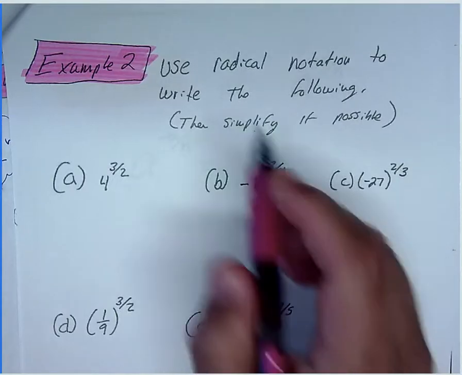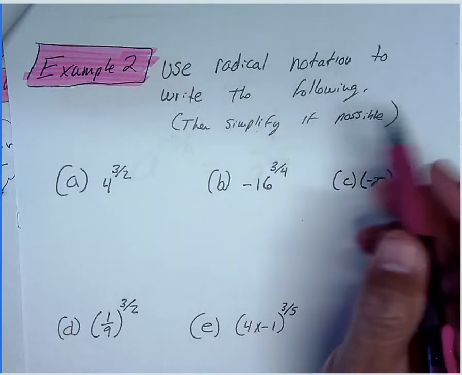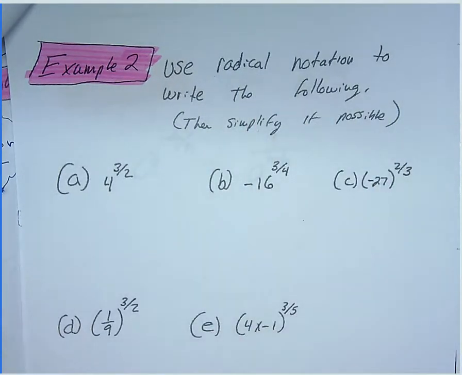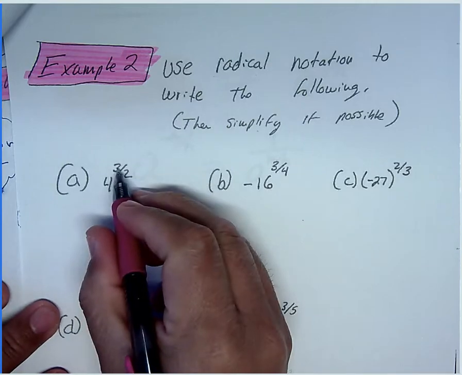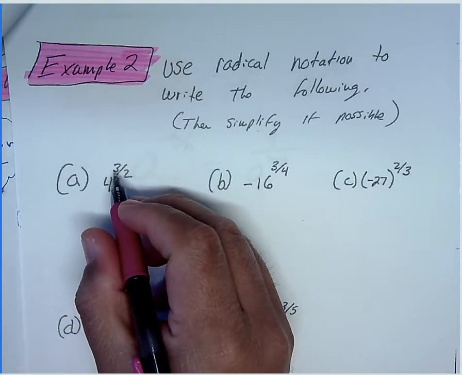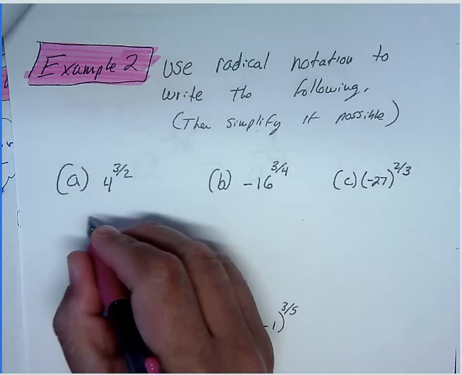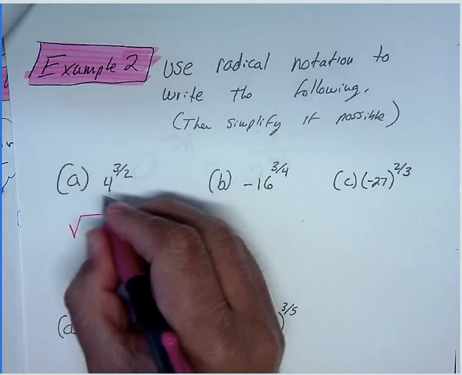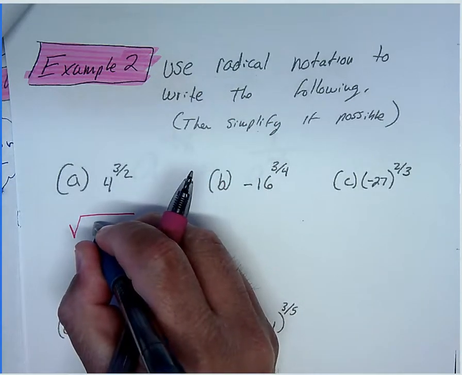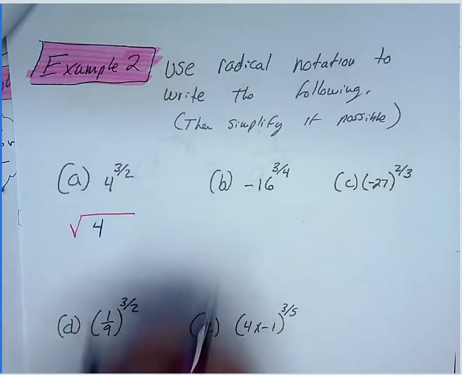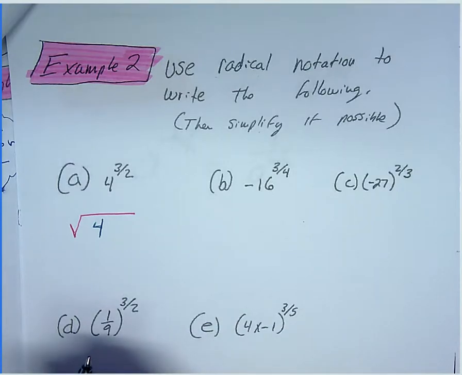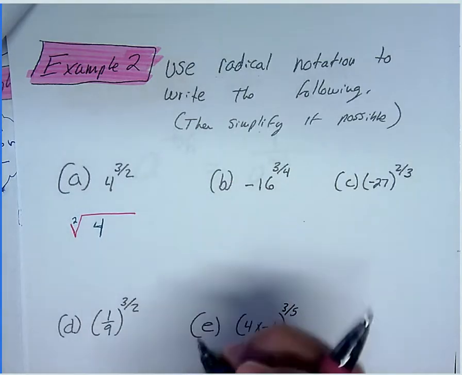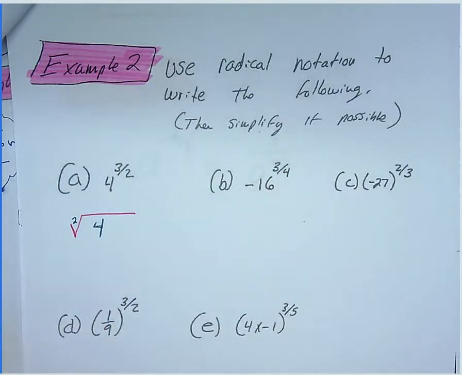So example 2, use radical notation to write the following. So again, we're using radical notation, the same house, but now we have an exponent. So this is the example where you're gonna put the house, and the base goes inside. I'm gonna start changing the color of that. So the base goes on the inside, and then that 2 we don't need it, but I'm gonna put it just in case. I'm gonna put it here, and then the 3.